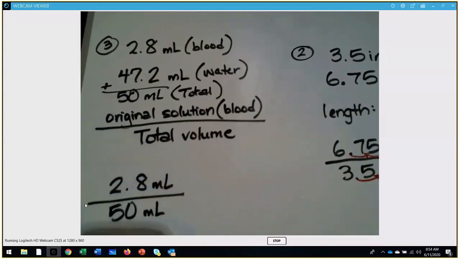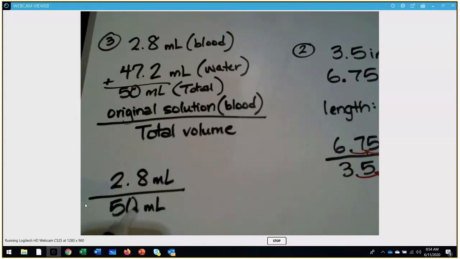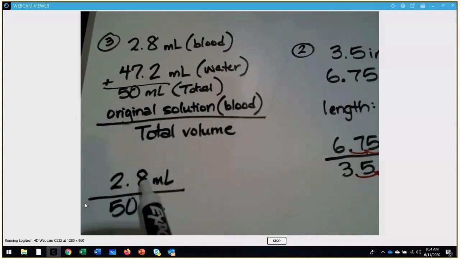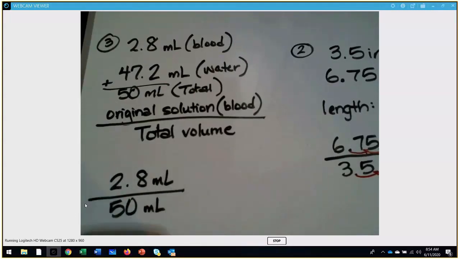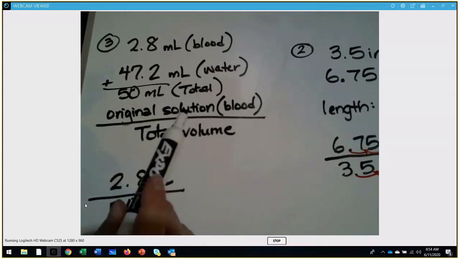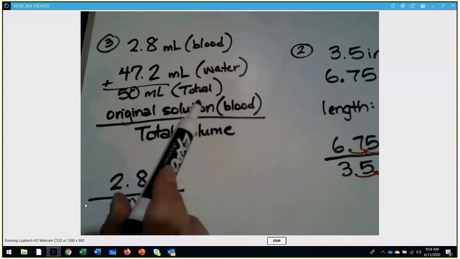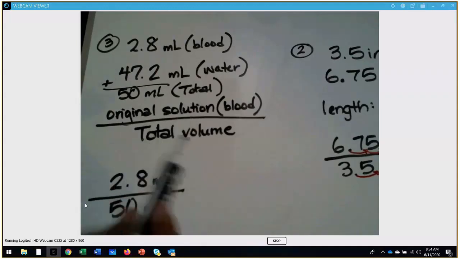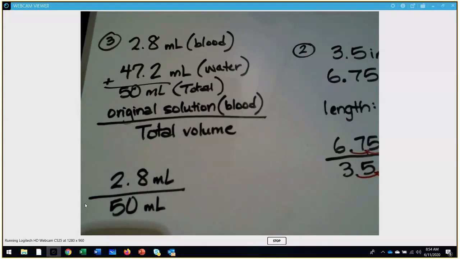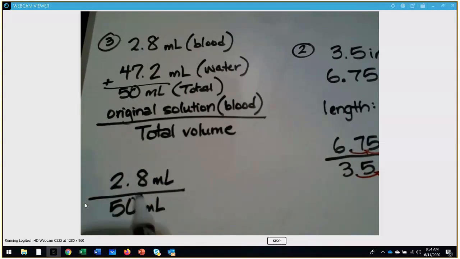down here. In a question like that, that's the part that people mess up the most, is they don't read it carefully, and they don't stop to think what they mean by total volume. They put it in as 2.8 over 47.2, but that is not a dilution ratio. A dilution ratio has a specific definition and is always this way. Solution over total. It's not solution over dilution. There's no such thing as that. Okay, so here is my ratio set up.